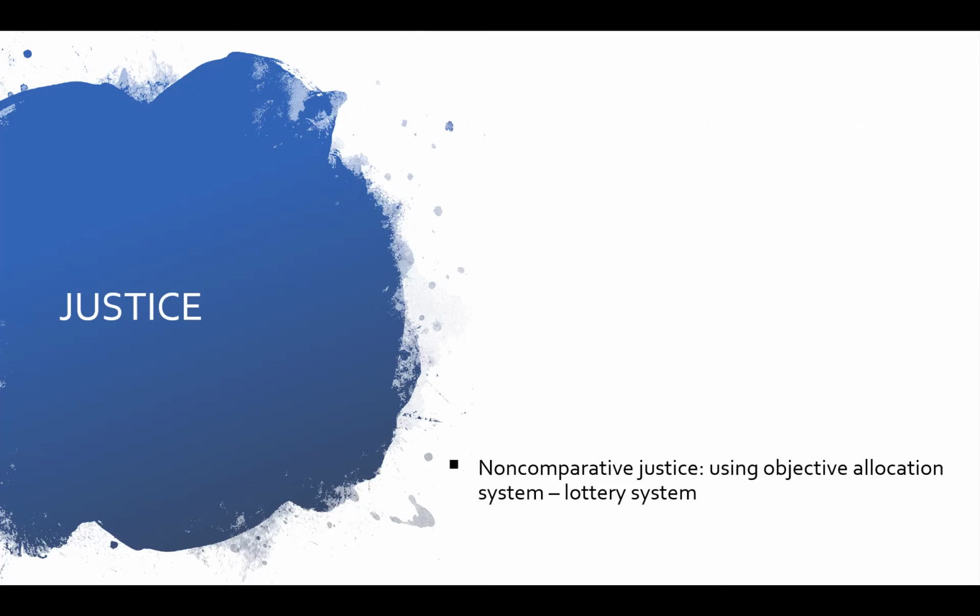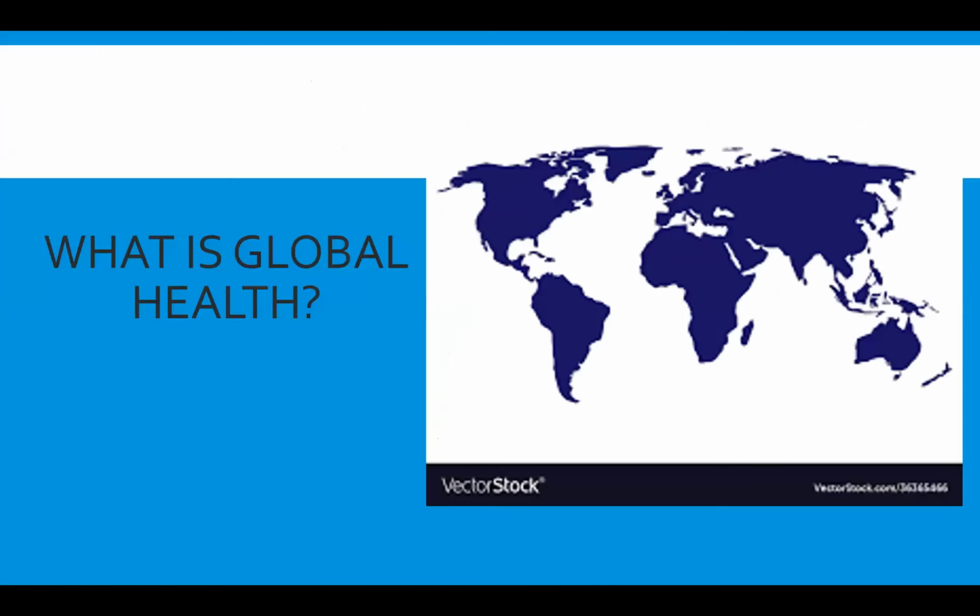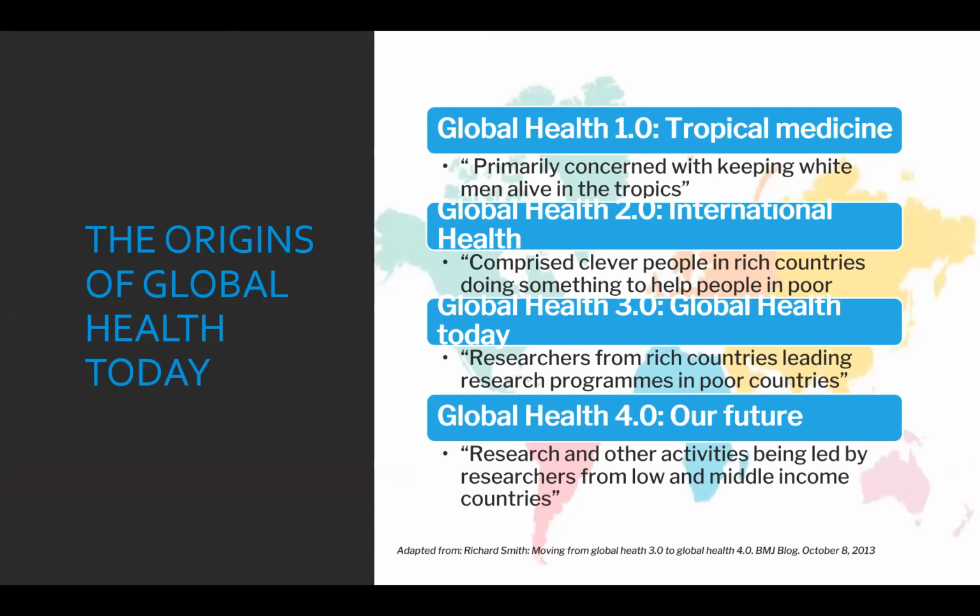Before we get started on global health ethics, what is global health? We know what it is, but it's hard to define. So there's a good blog post that really goes through the four iterations of global health. Global health 1.0 is tropical medicine. This was in the 1800s, early 1900s, which was primarily concerned with colonizers keeping those people alive. So a lot of times it was keeping the white men alive in the tropics, is a very simplistic way of looking at it.